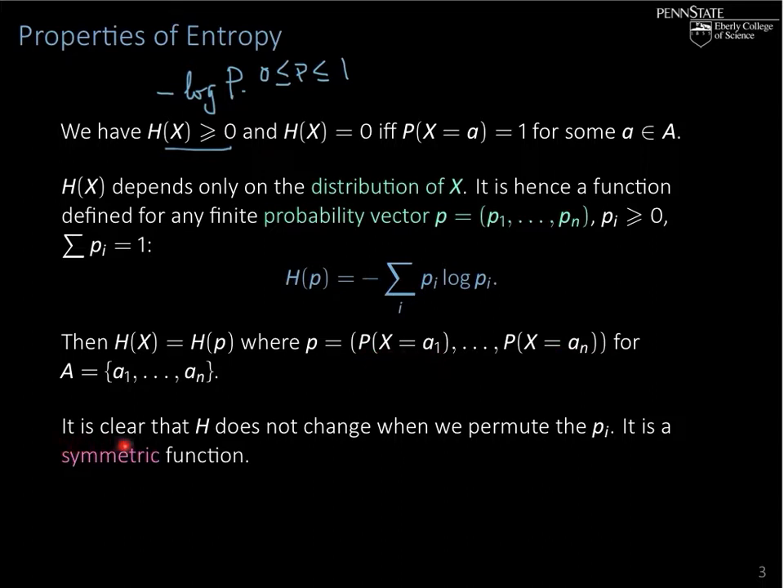It is also clear that H does not change when we permute the Pi's. So if I change the order, let's say of P1 and P2, exchange those two values, then that doesn't affect H of P at all. So that's also called a symmetric function.